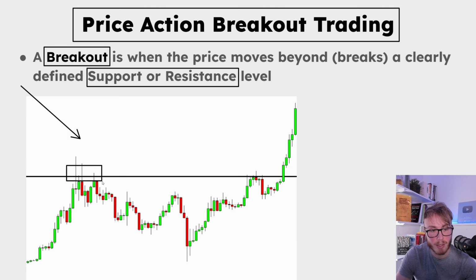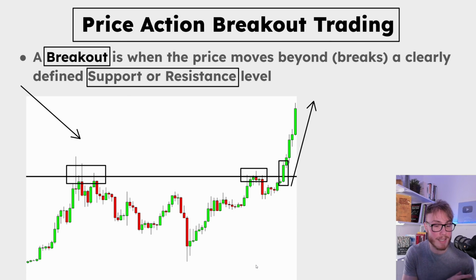And as you can see on this example right here, we had a resistance level. You can see the price got rejected multiple times right here. We saw yet another reaction right here. And with this momentum candle right here, we saw a strong breakout. And after the breakout, we saw a very sharp movement towards the upside.